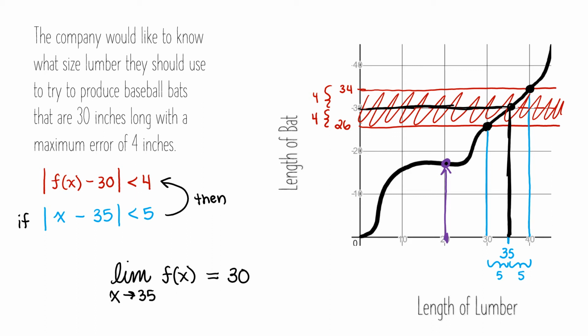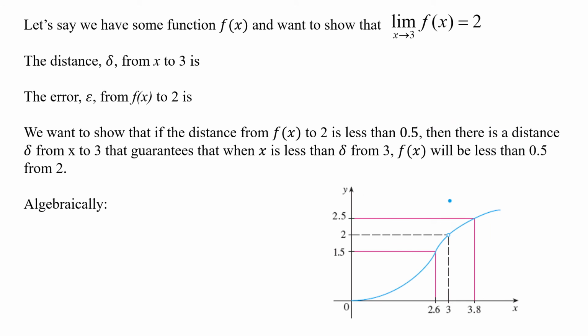So we're saying that as we're falling within our band here, this distance from x, we should also fall within this band here for f of x. Now let's say we have some function f of x and want to show that the limit as x approaches 3 of f of x is equal to 2.